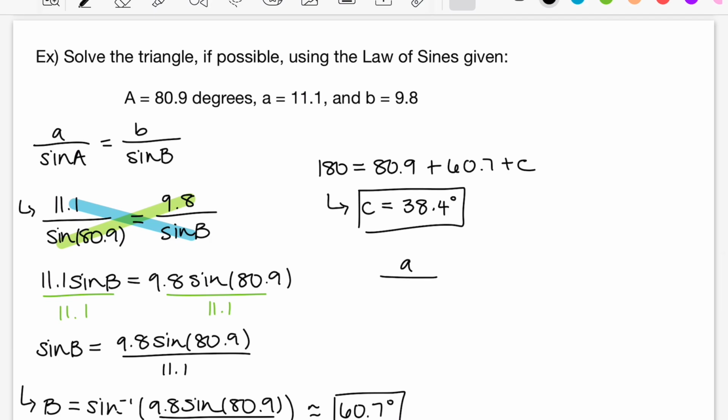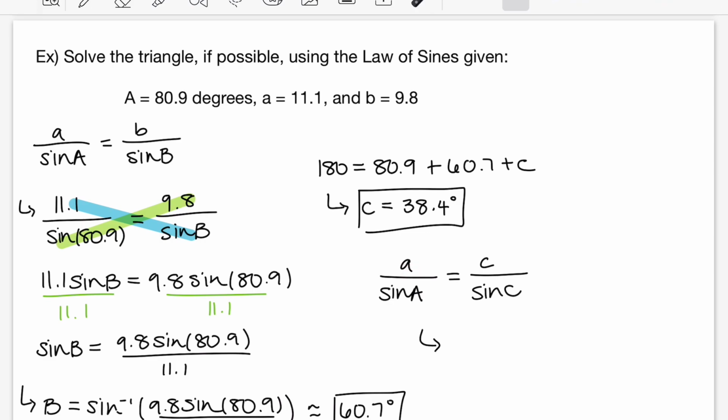We'll use the law of sines here and solve for this side length C. Something else to note here is that we could also use the fact that our side length B over sine of B is equal to this, since we do have our side length B and our angle B, so we could use either one. In this case, I'm just using our side length A and our angle A.